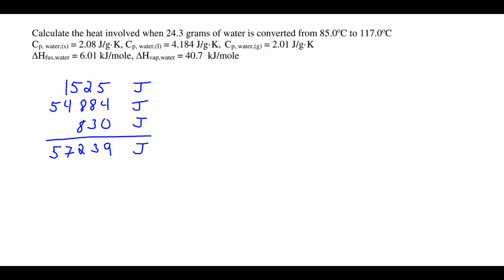All right, so we've added our heat from each step together. We'll worry about sig figs. We need to look at decimal places. Each one of these numbers, these heat values, we can justify 3 sig figs for. So we're going to use over bars to indicate that.